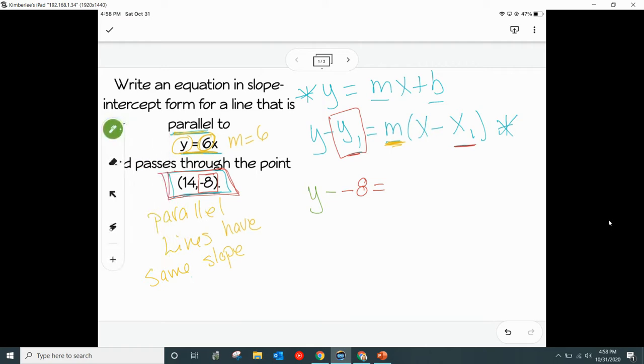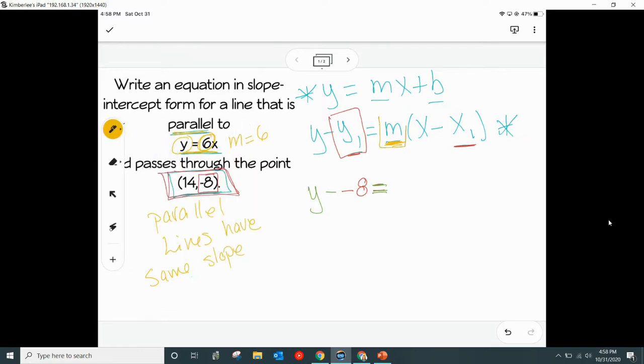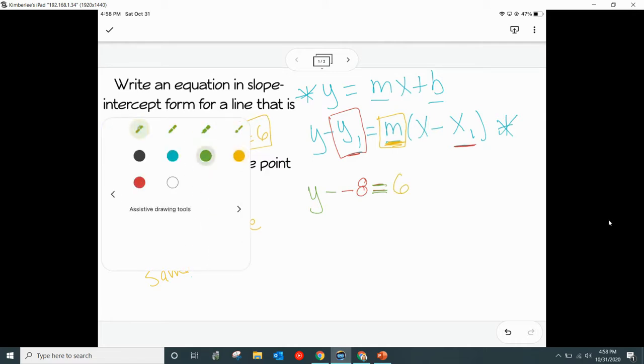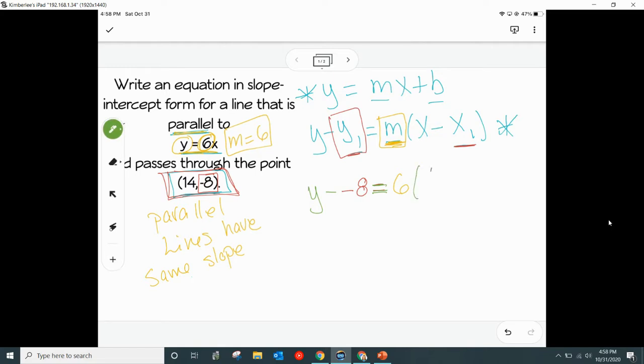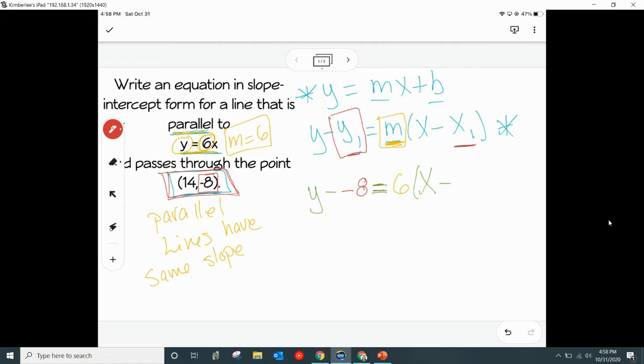Okay, so then my equal sign is part of the formula. Well, now I need to plug in my slope, which we already said is going to have to be 6. So then I plug in the 6. So now let me go back to writing my formula again. X minus, that's part of the formula. But now I need to plug in the X coordinate of my point, which happens to be 14, positive 14.